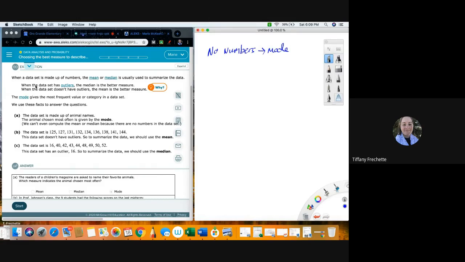And then they also go down here to tell us that when the data set has outliers, the median is a better measure. So outliers, we want to use median. And no outliers, which is the next sentence here, and I'm going to get into what an outlier is. No outliers mean that we should use mean.